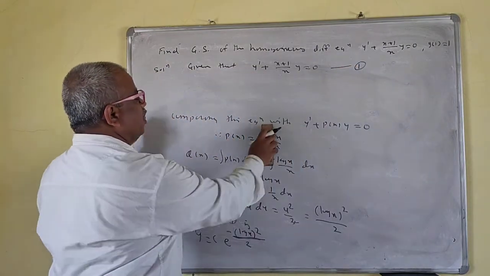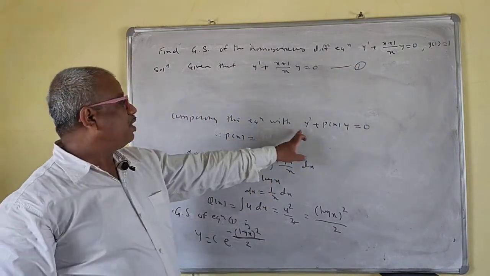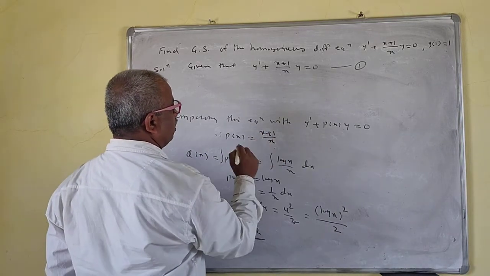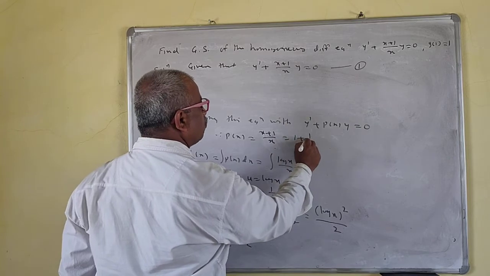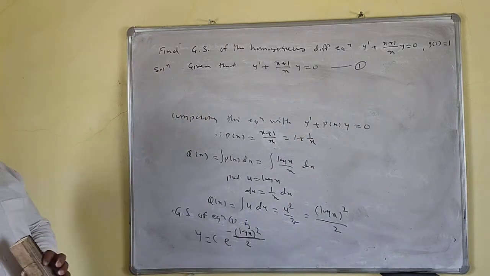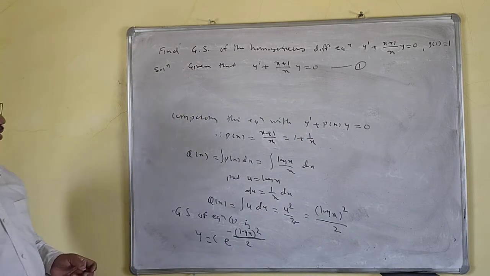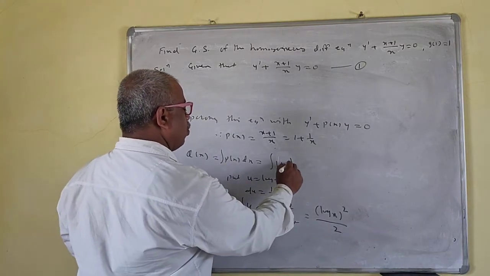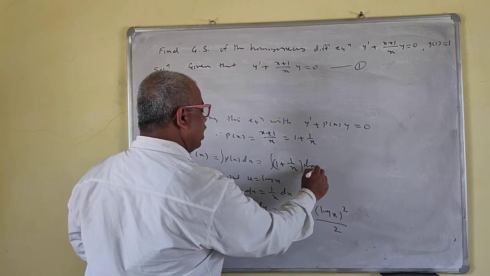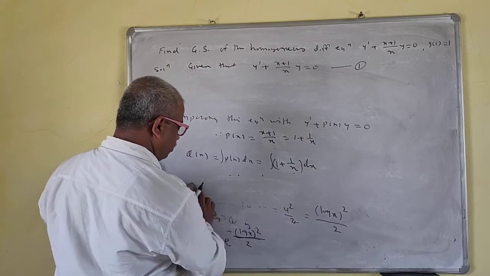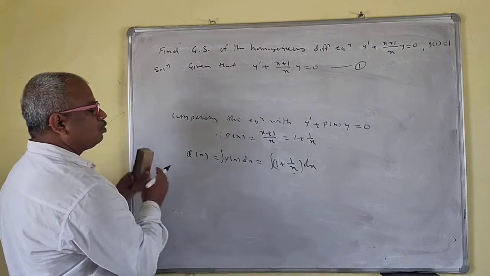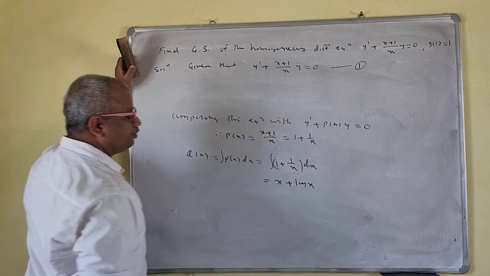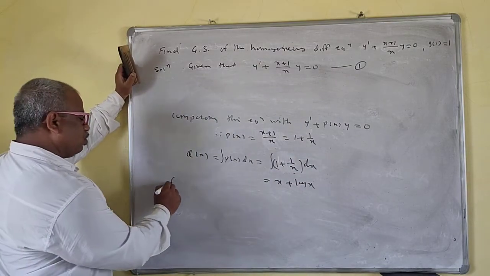Comparing this equation with y prime plus p y, what is your p of x? It is (x plus 1) upon x. I can write this as 1 plus 1 upon x, because the denominator is a single term, you can divide this. So phi of x is the integration of 1 plus 1 upon x dx. Integration of 1 is x, plus log x.